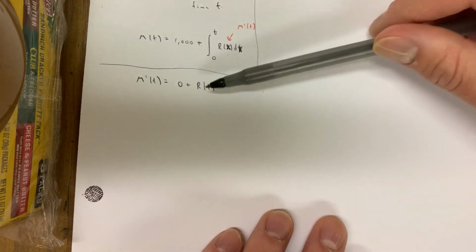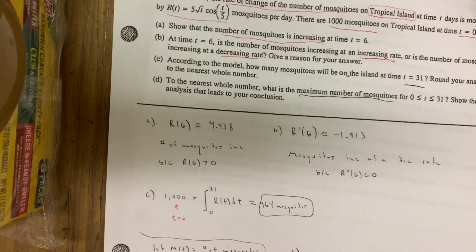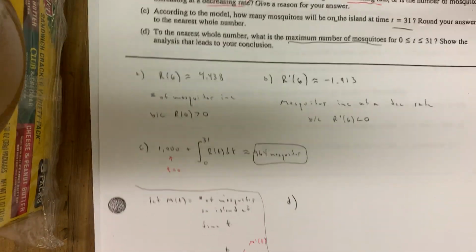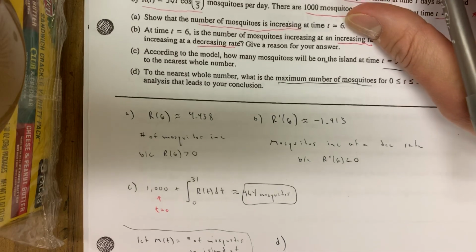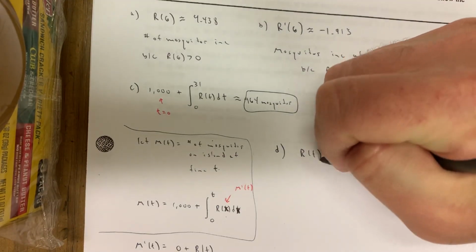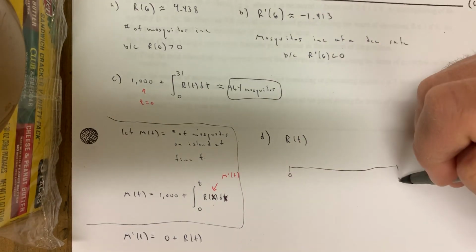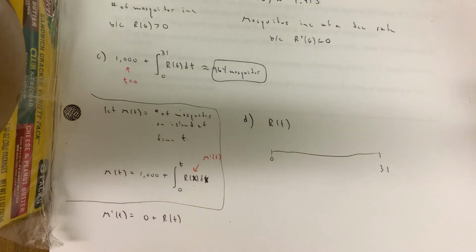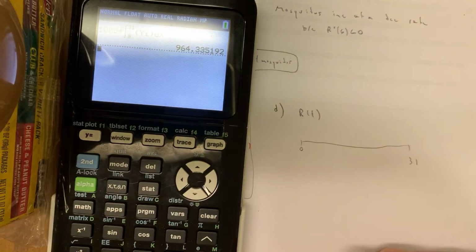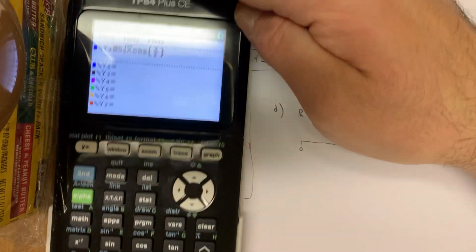We know when we took the derivative, we got r of t, but you don't need to do this work, okay? They specifically tell you r of t represents the rate of change in the number of mosquitoes. So if you wanted to draw the number of mosquitoes derivative line, that's the r of t line. Is it bounded? It is, from 0 to 31. And the best way to draw r of t is to actually graph it. You have it in y equals right over here.